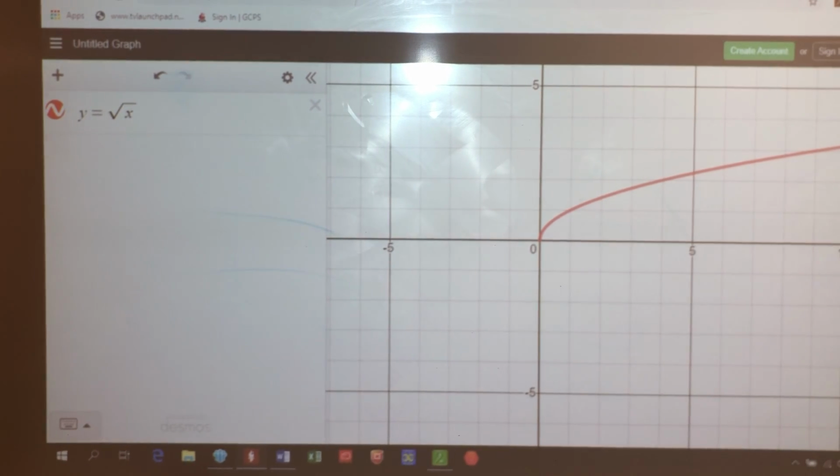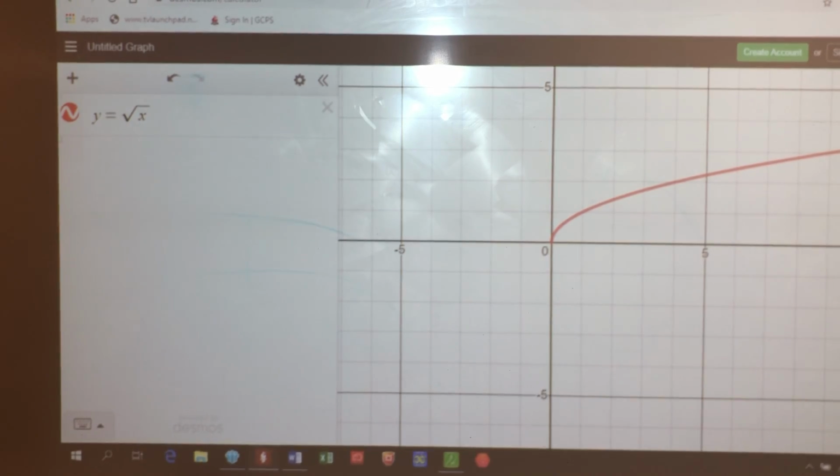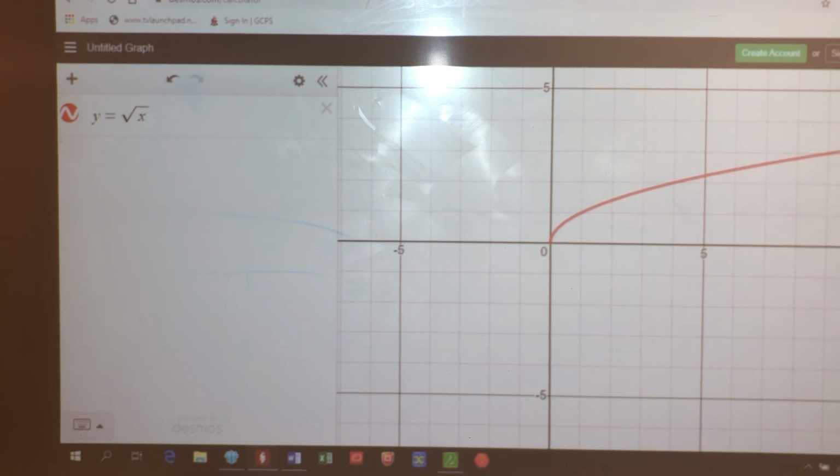Boys and girls, I'm on a roll today, I can tell you that right now. You shush! Today, or now, we're going to learn how to graph radical functions.